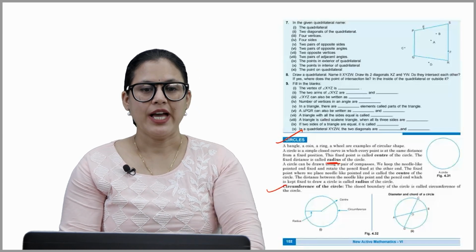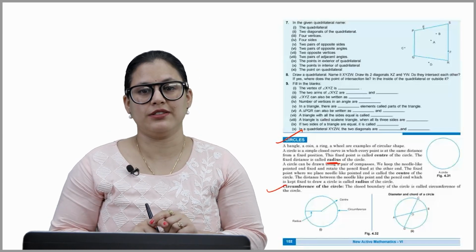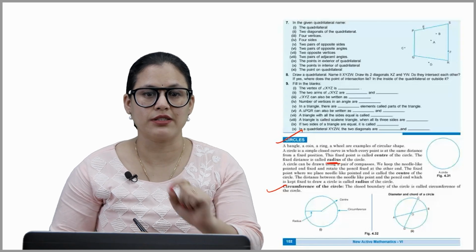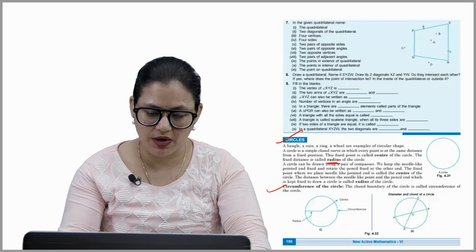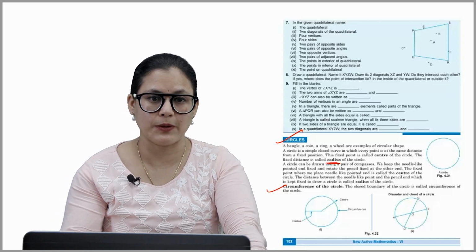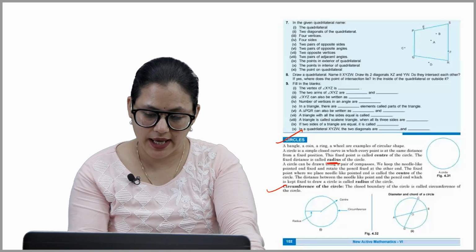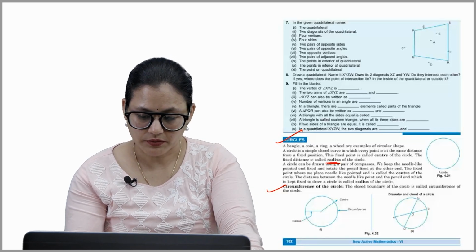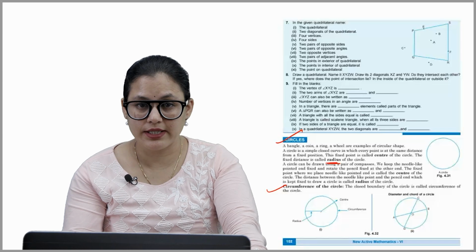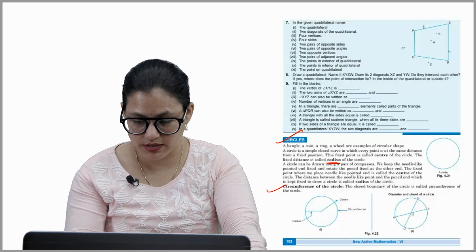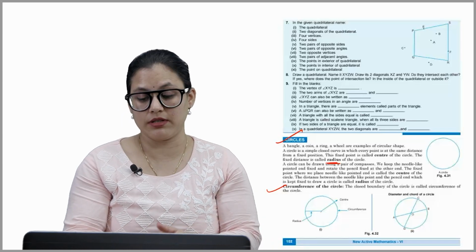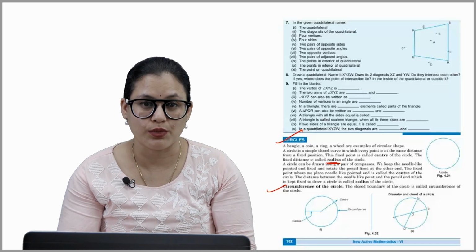Circumference of the circle. The closed boundary of the circle is called the circumference of the circle. See, this is the closed boundary. This is known as circumference. This is the center and this is the radius. And this is a diameter, this is also a diameter.